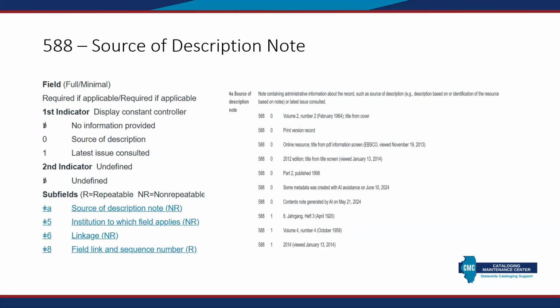Again, the first indicator is used for the display content controller, and the second is undefined. Leave it blank for no information provided. Use 0 for source of description and 1 for the latest issue consulted if you're cataloging a serial. And the 588 is now where information such as cover title or title from the spine should be recorded rather than in the 500 or the general note.